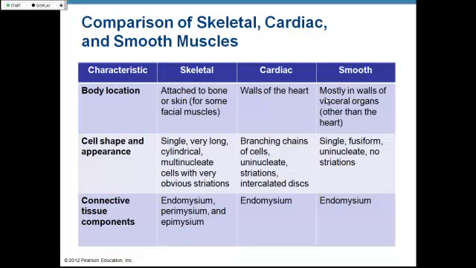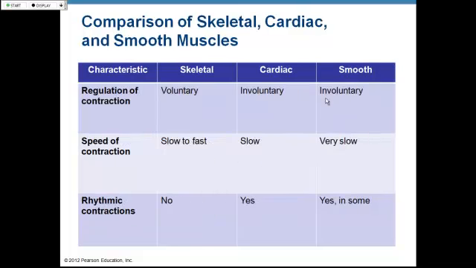Now, I am only going to have you pay attention to the top characteristic, which is regulation of contraction. Speed of contraction and rhythmic of contraction, I don't need you to know that. So the bottom two characteristics, don't bother copying those. But this top characteristic, where it says that the regulation of contraction is voluntary for skeletal, it means that we get to tell our skeletal muscles to contract. We call that voluntary control.